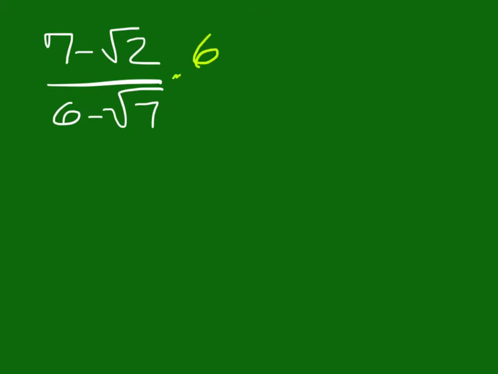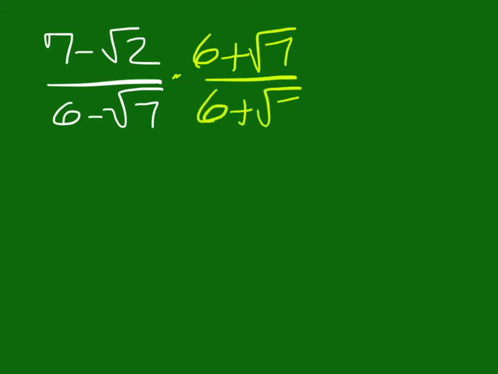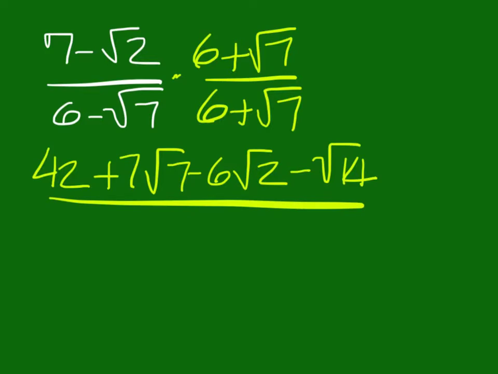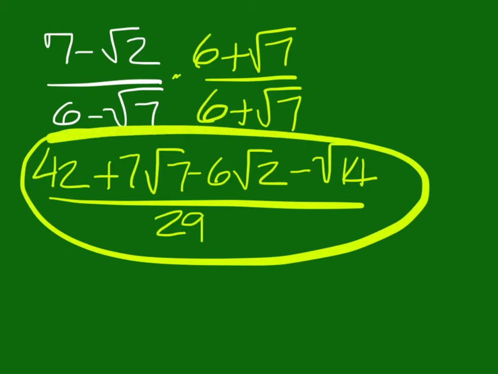You have to multiply the top and the bottom by 6 plus square root of 7. And then when you do that, you end up with a 42 plus 7 square root of 7, and then minus 6 square root of 2 minus square root of 14. On the bottom, you'll have 36 minus 7, which is 29. Now check out these items here, 14, 2, and 7. There's nothing we can do with that. 42, 7, 6, 1, and 29 is just not going to work out, so this is your final answer.